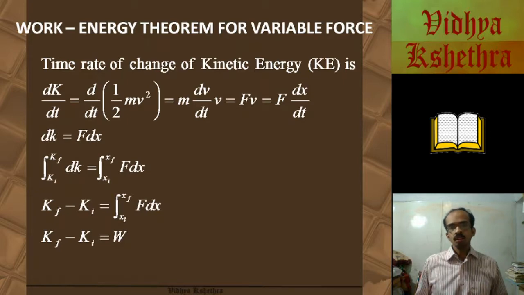Now, from this we get dK is equal to F dx. Now, integrating both sides from initial to final, that is from initial kinetic energy Ki to final kinetic energy Kf, and from initial position xi to final position x, we get Kf minus Ki is equal to the integral of xi to x of F dx. We have already seen that the integral of xi to x of F dx is the total work done by a variable force. Hence, Kf minus Ki is equal to W.